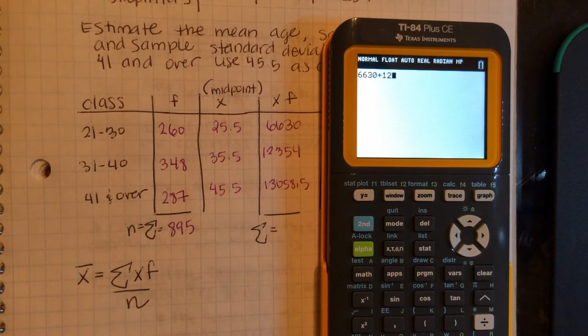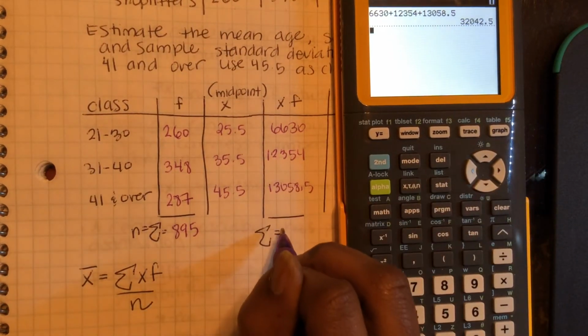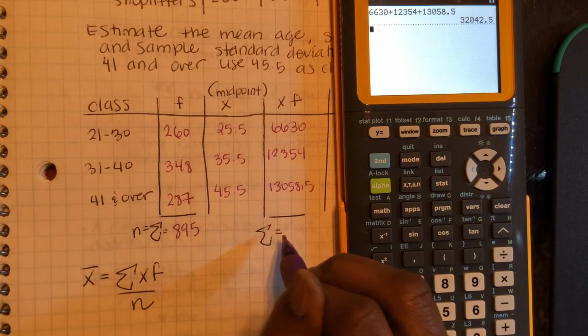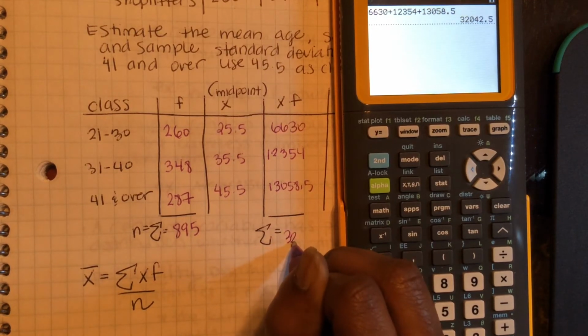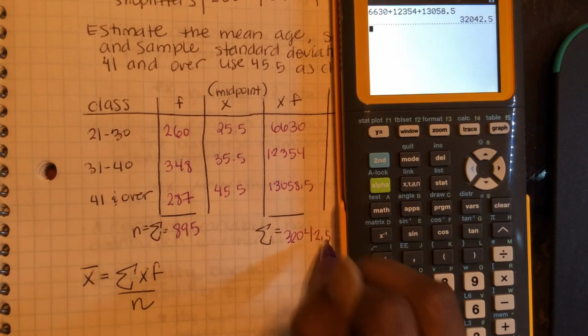So let's find the sum of all those. 6630 plus 12354 plus 13058.5. So the sum of my frequencies times my x values is 32,042.5.